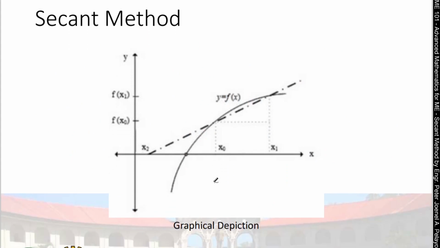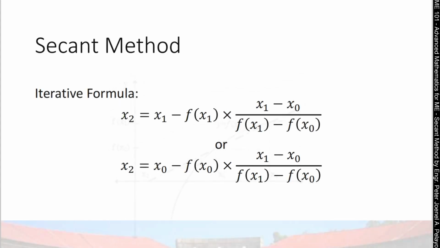So, ito yung graphical definition natin ng secant method. Kung ito yung function, we get x0 and x1. So, ito lang yun. Itong line na to, second line. So, iterative formula natin parehas sa regular falsi. Walang pinagkaiba.